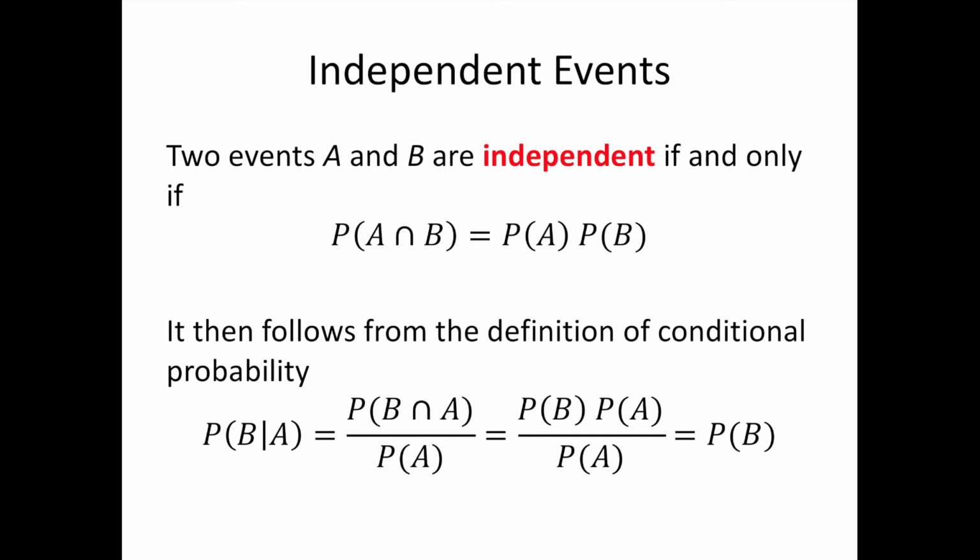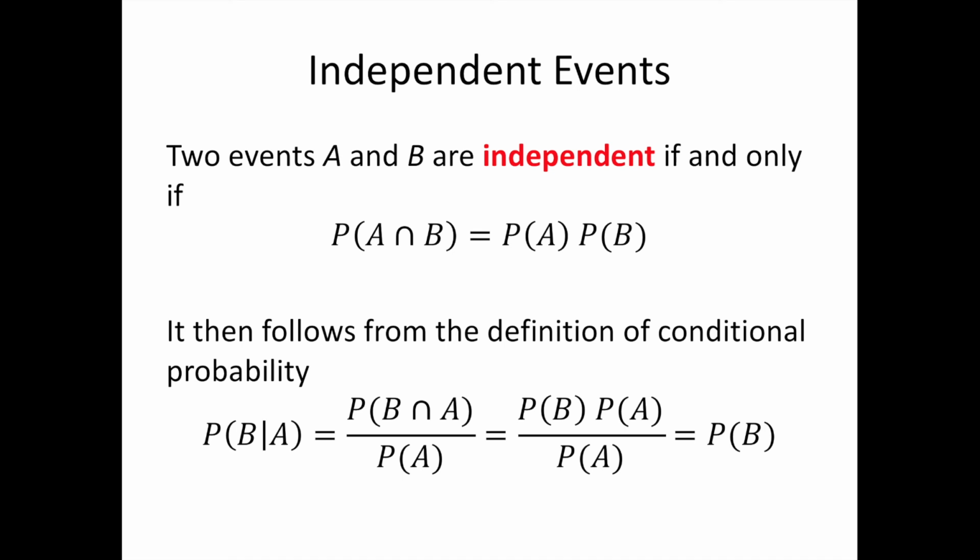Now, what are independent events? Well, there's a mathematical definition. Two events A and B are independent if and only if the probability of A intersect B, or if you want to call it the probability of A and B, is equal to the product of the two individual probabilities, probability of A times probability of B. Now, this definition is totally unintuitive. The nice thing is that this definition works regardless of whether one of the probabilities on the right-hand side is equal to 0.